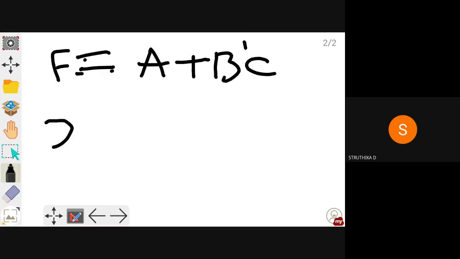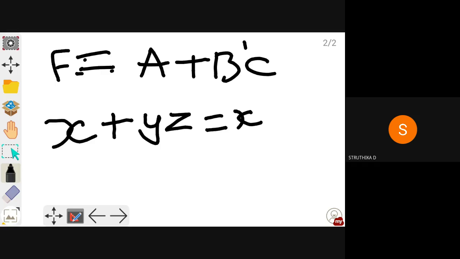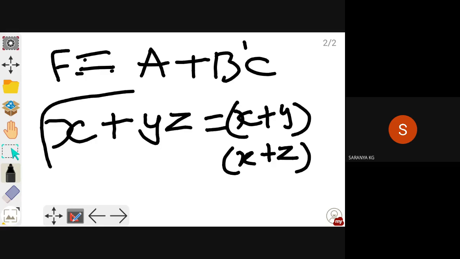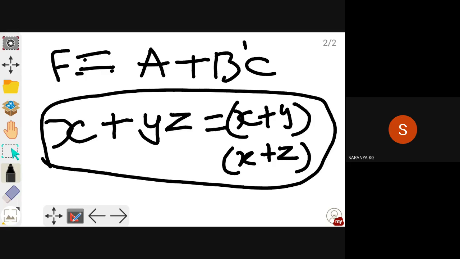So you have studied x plus yz. Here there is a single term and there are two terms, so what is your distributive law? x plus yz is equal to x plus y into x plus z. So this is the law you are going to use in the product of max term expansion. So that is a single term plus two terms, so you have to split it into x plus y into x plus z.